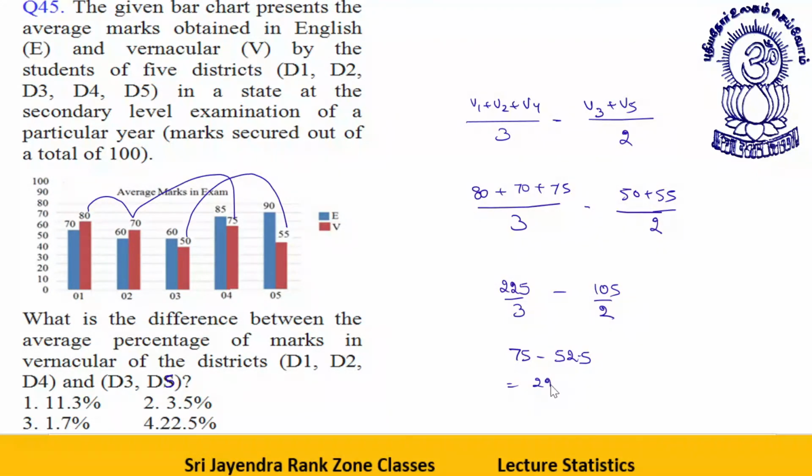That will be 22.5%. This is which option? Option number four is your answer, my dear friends. You can have a look at it before I take on the next one.